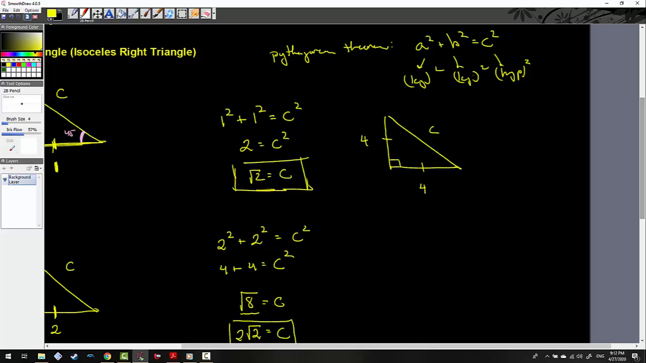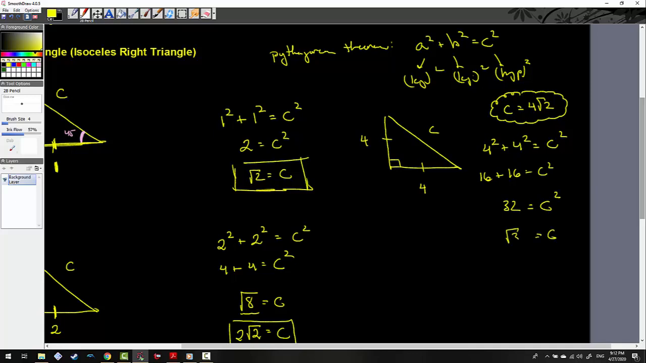Now, some of you guys might already be able to tell what this answer is going to be. If you're guessing that c is equal to 4 times the square root of 2, I would tell you that you're absolutely correct. But how did I get that? Well, that's really 4 squared plus 4 squared equals c squared. 16 plus 16 equals c squared. C squared equals 32. So c equals rad 32, but again, rad 32 can be broken apart into 16 and 2 underneath square roots. The square root of 16 is 4. 4 rad 2 equals c.